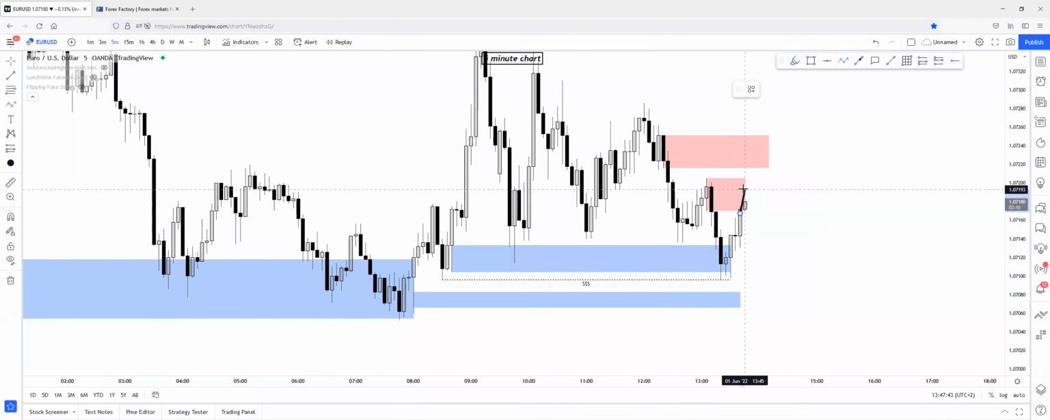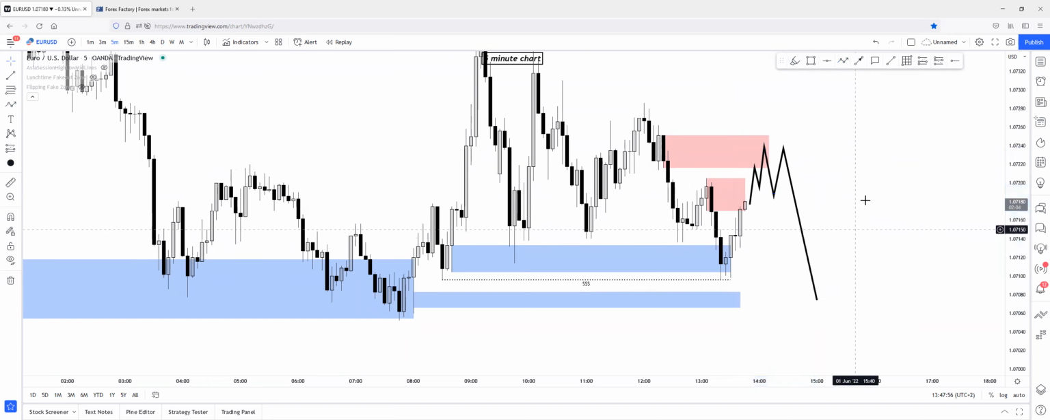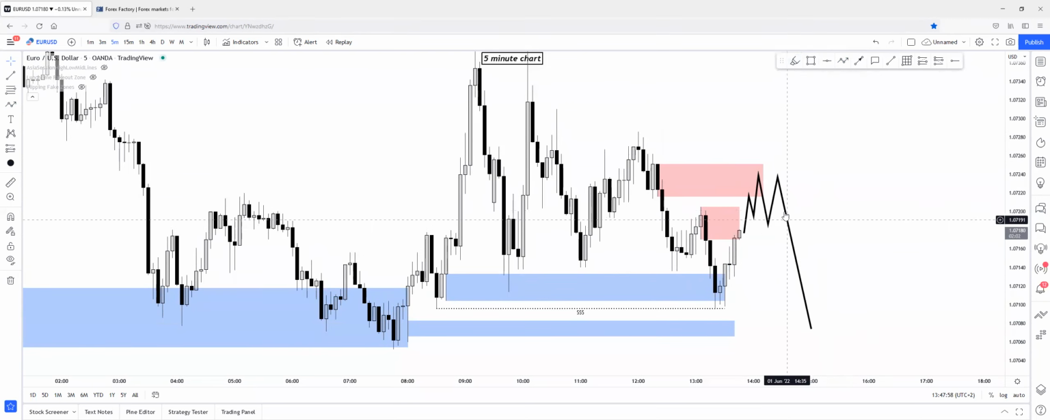We can wait for a confirmation on this lunchtime zone. If the confirmation happens, we can take a trade down to this demand zone. If the confirmation can't happen, we will wait for the tap of this supply zone. We will wait for a confirmation. We will wait for the tap of this demand zone, etc. Just like the same scenarios on the 4-hour chart.